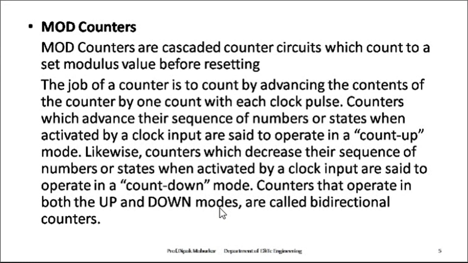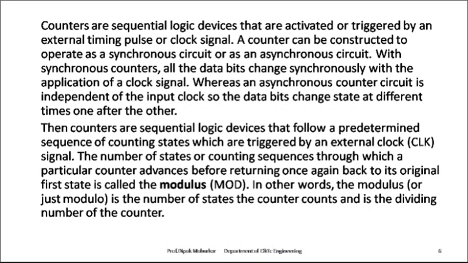The job of a counter is to count by advancing the content of the counter by one count with each clock pulse. Counters which advance their sequence of numbers or states when activated by a clock input are set to operate in count up mode. Likewise, counters which decrease their sequence of numbers or states when activated by a clock input are set to operate in countdown mode. Counters that operate in both up and down mode are called bidirectional counters. So such types of counters: up counting, down counting.